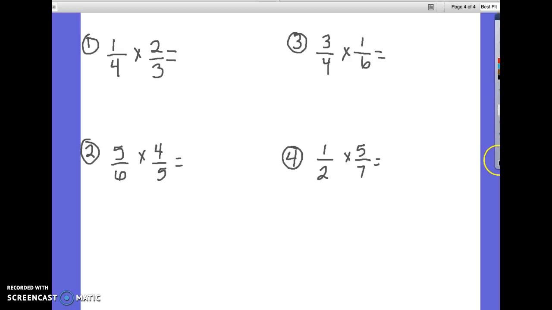When you are done, you can grab the handout from your substitute to practice using area models with multiplication. That one will be finished for homework if you do not finish it in class today.